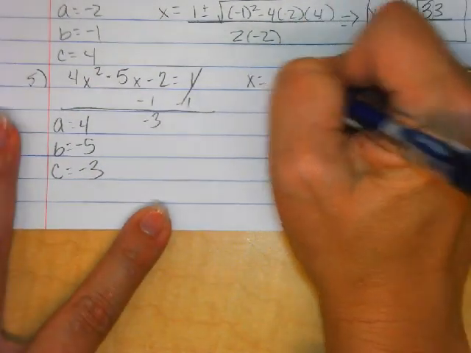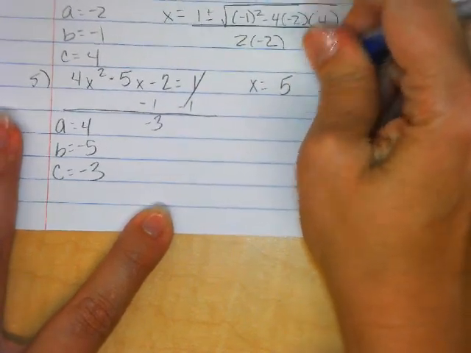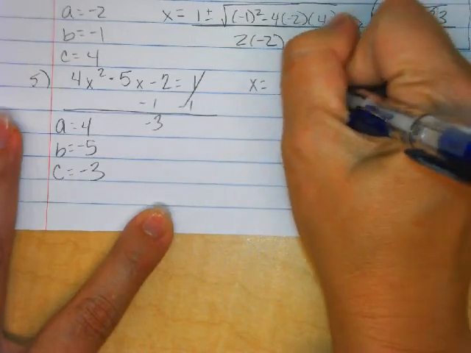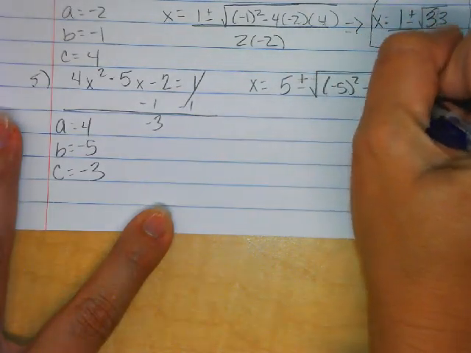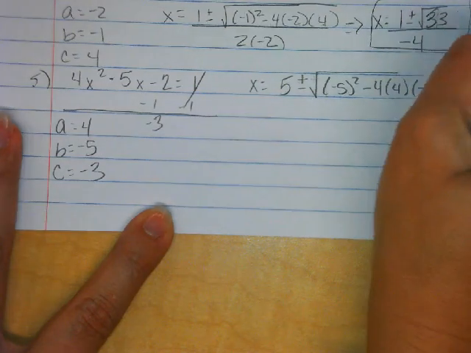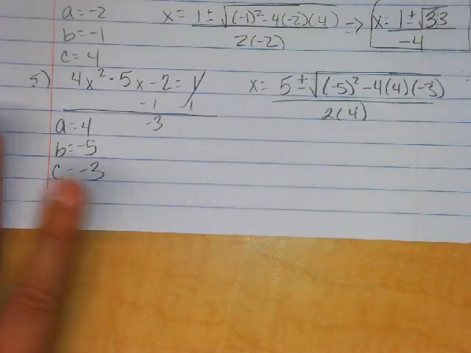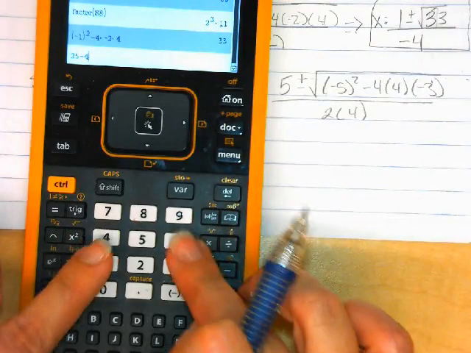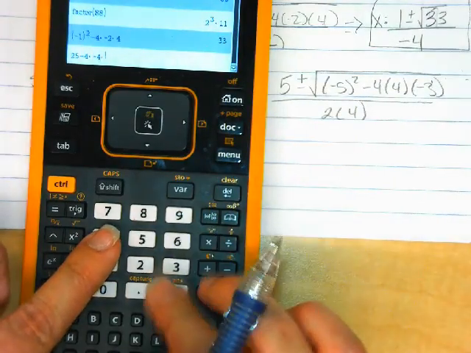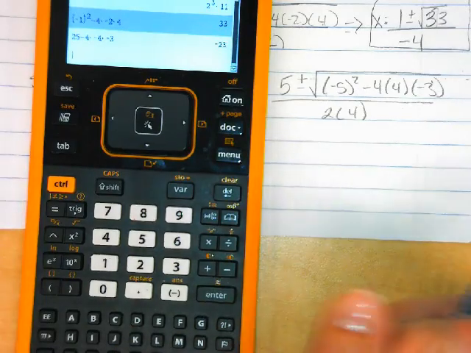Negative, negative b becomes a positive. Plus or minus the square root, and we have negative 5 squared minus 4 times negative 3. Let's see if I do it right this time. Over 2 times 4. So you know that this is 25 minus 4 times 4 times a negative 3. And we get, oh my goodness, negative 23. I don't think that's right.